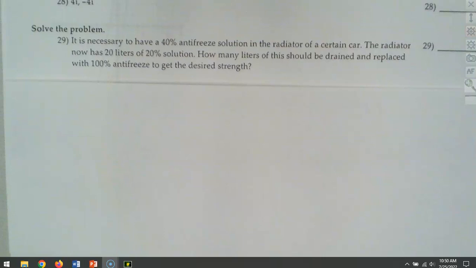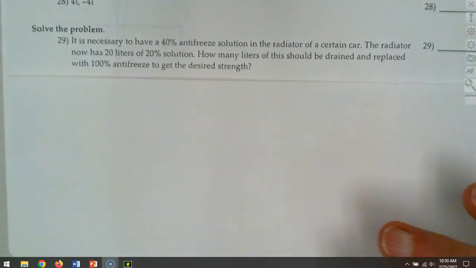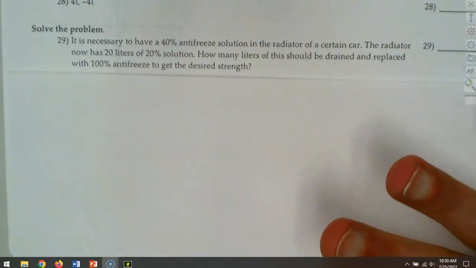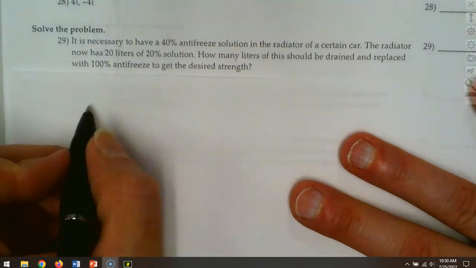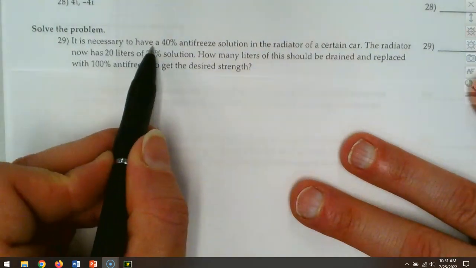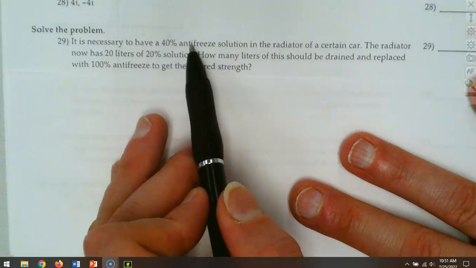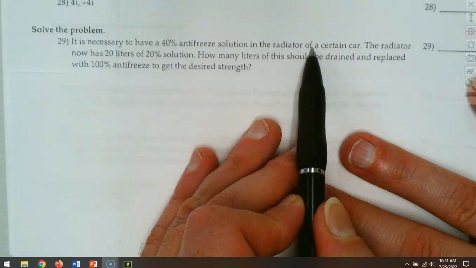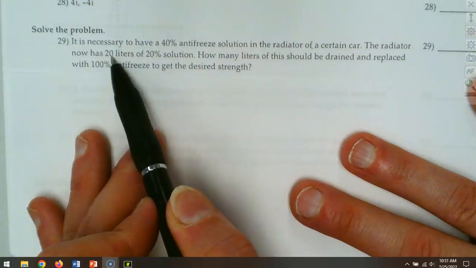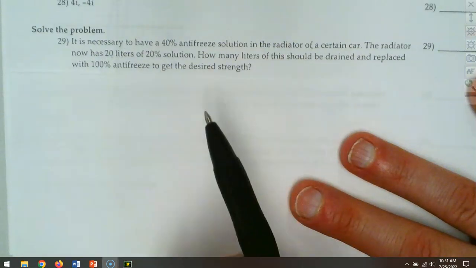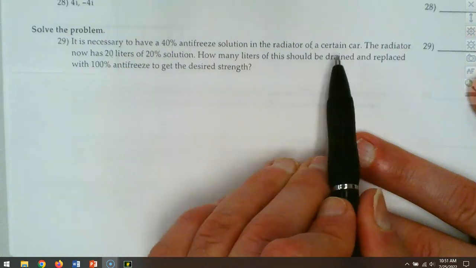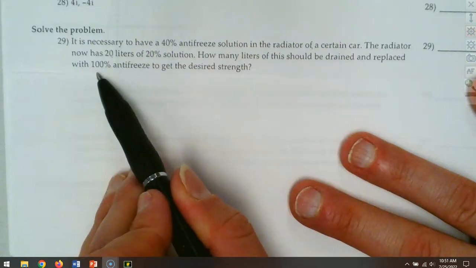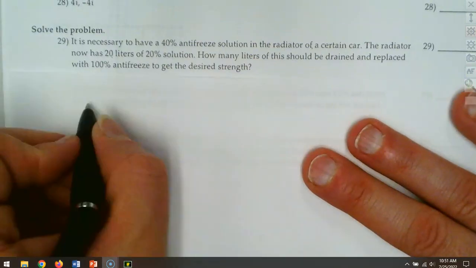This is a mixture problem. And what we're doing is we're trying to work on a car that has antifreeze in the radiator. And we want to strengthen it up without overflowing the radiator. So it is necessary to have a 40% antifreeze solution in the radiator of a certain car. The radiator now has 20 liters of a 20% solution. How many liters should be drained and replaced with pure antifreeze to get the desired strength?